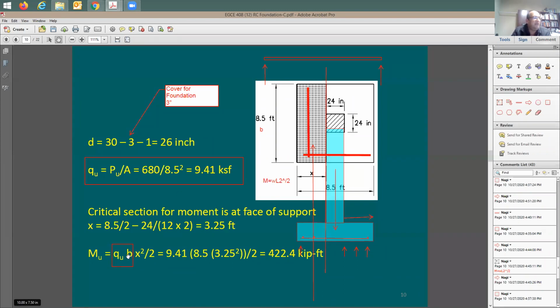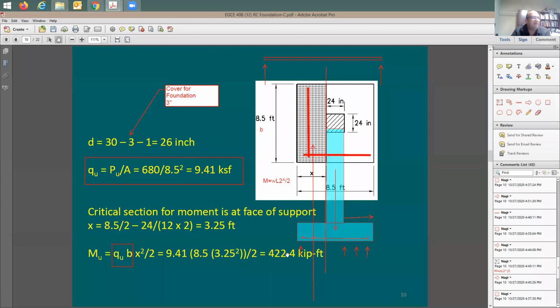So first you do Q times B times X. So what do you do here? Q, which is the pressure, times B times X is going to give you this force. Here's Q times B times X. And then you multiply again by X over 2 to find out the moment. We run the analysis. We have 422.4 kip foot. So here's the moment at this section.